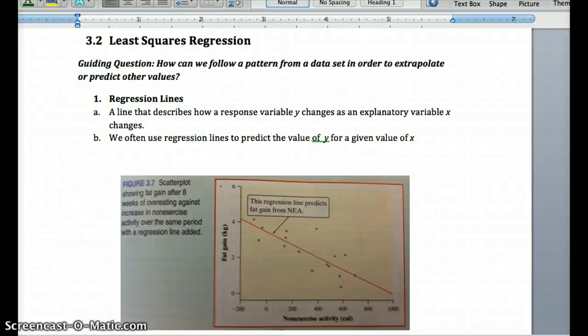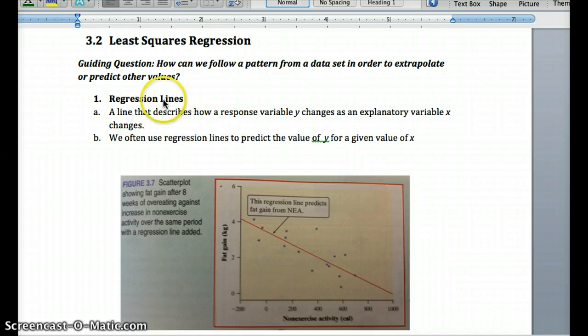So this is Chapter 3, Lesson 2, Least Squares Regression Line, describing relationships between two variables. Please pay close attention to the guiding question: how can we follow a pattern from a data set in order to extrapolate or predict other values? So basically, how can we use our data set to make predictions of values that aren't included in it?